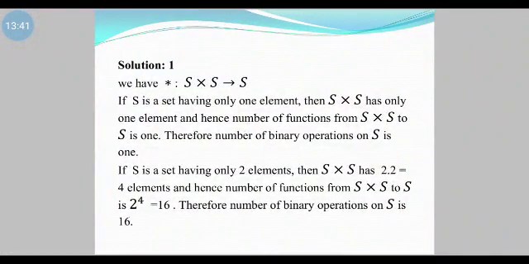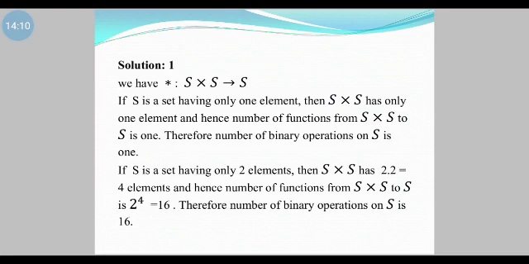This is the solution of the first problem. As we know, star is a mapping from S cross S to S. If S has only one element, then what happens? S cross S has only one element. Hence the number of functions from S cross S to S is 1. Therefore, the number of binary operations on S is 1.